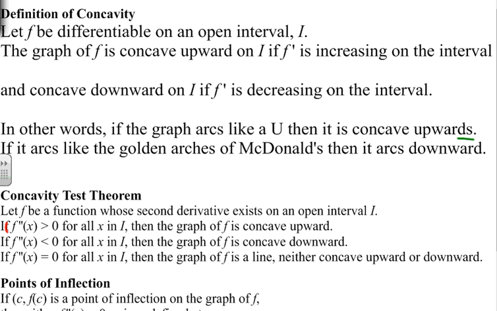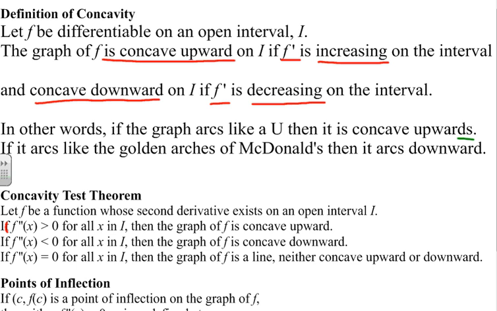Well, if you want to pause this, this is kind of the definition. You can find this on the web or in most calculus textbooks, and what we have is the definition of concavity. Concavity is defined where a function is concave up if f prime is increasing on an interval. That's known as concave up. Concave down is when f prime is decreasing on an interval.